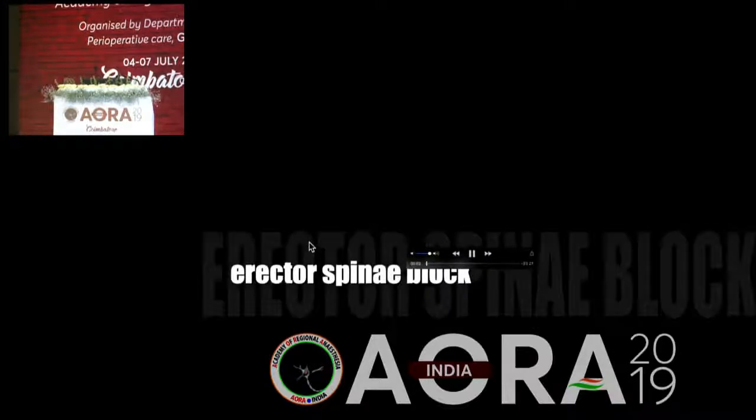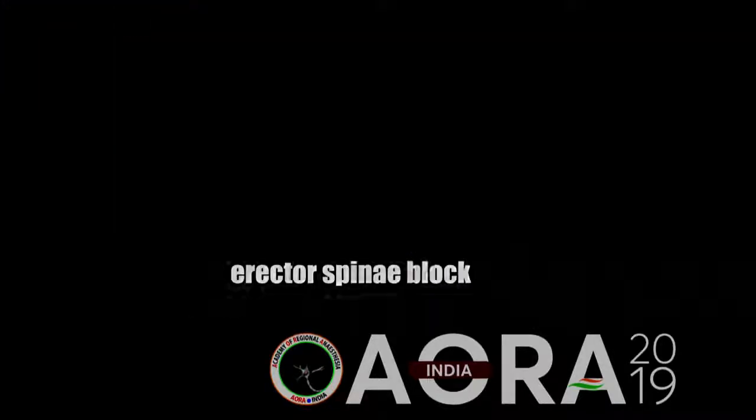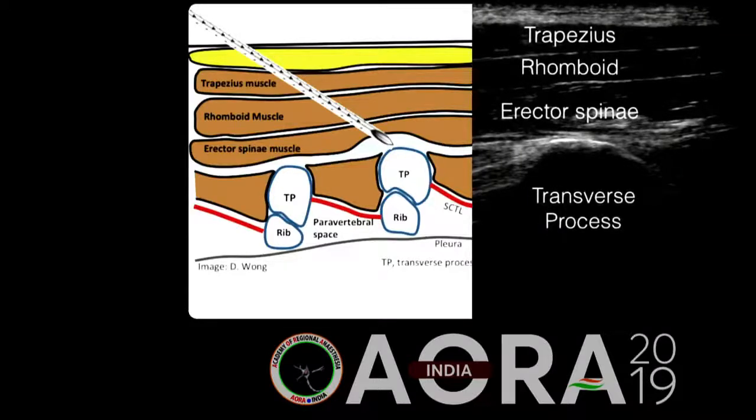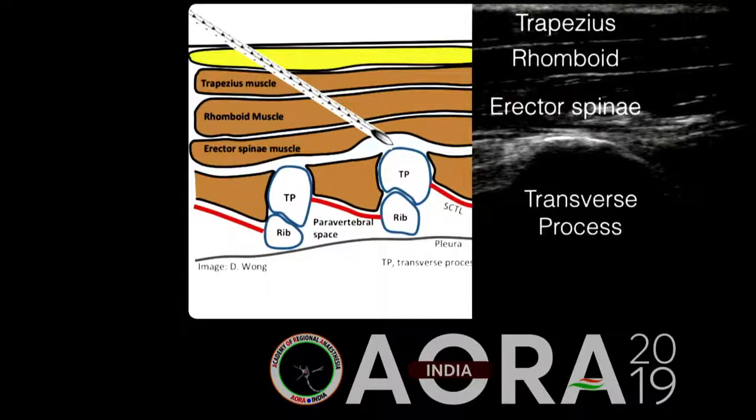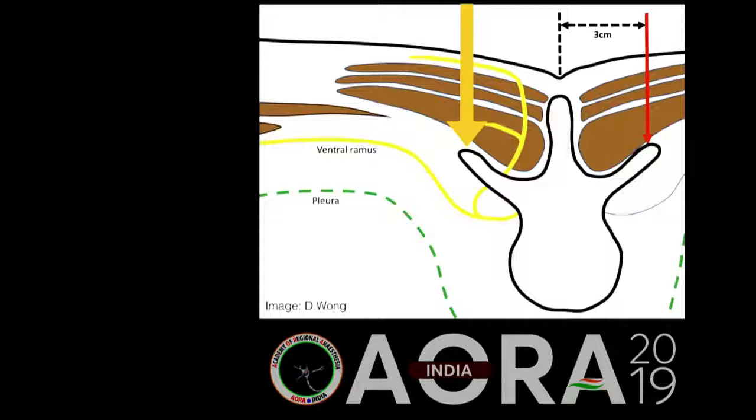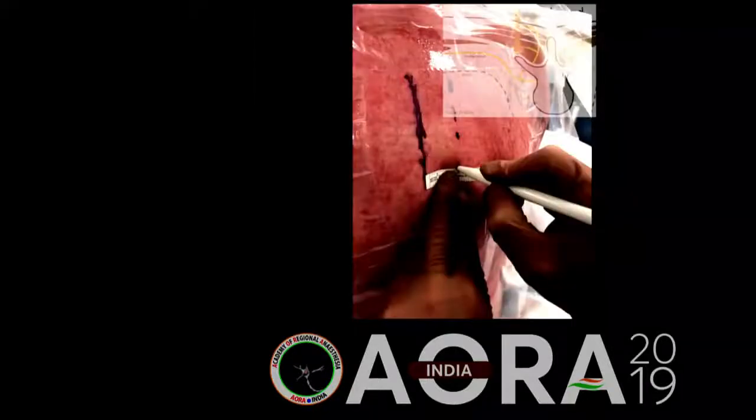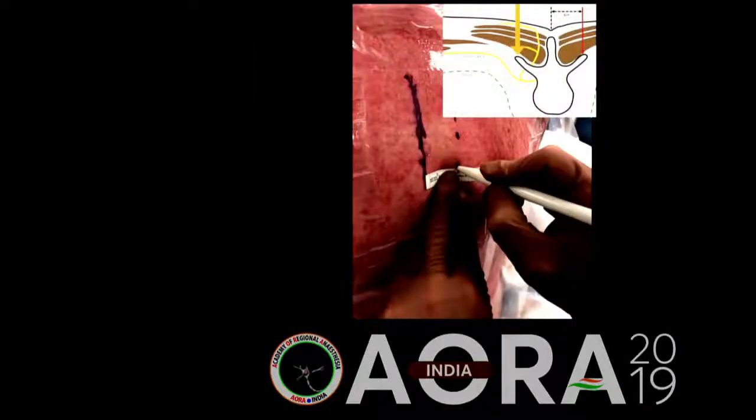So, the erector spinae block has its injection plane between the thoracic spine transverse processes, or TPs, and the erector spinae muscle. In adults, the TPs are located 2.5 to 3 centimetres lateral to the midline.